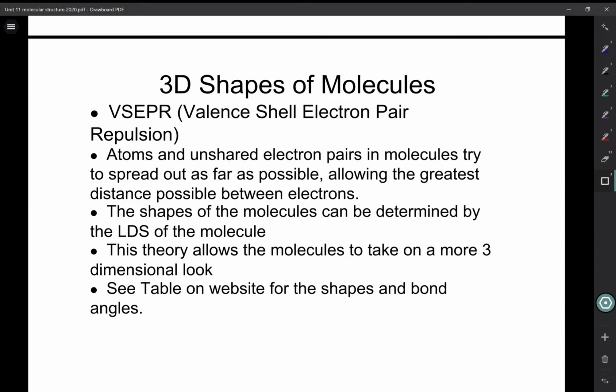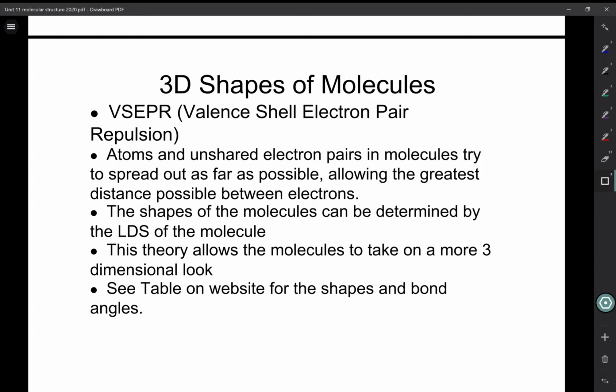Alright, so now you've gotten the hang of Lewis dot structures. Now we're going to apply them to actual three-dimensional geometric shapes. What we call these shapes of molecules is pronounced VSEPR. It doesn't look like VSEPR, but it is. Trust me. VSEPR: valence shell electron pair repulsion.